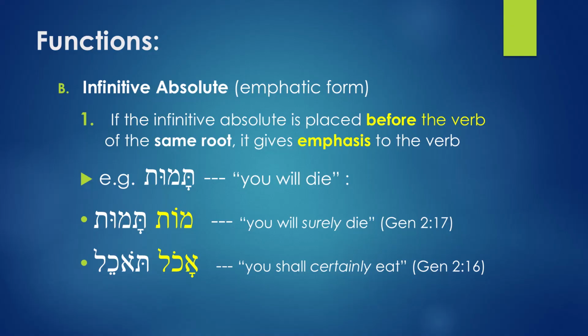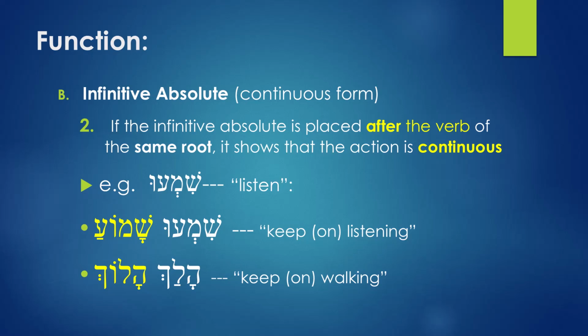Let's look at function number 2. If the infinitive absolute is placed after the verb of the same root, it shows that the action is continuous. So the infinitive was placed before the verb, and here we're saying it's placed after the verb. And if it's placed after the verb, it's showing that the action is continuous. Let's look at the examples, and we're going to use the verb shimur.